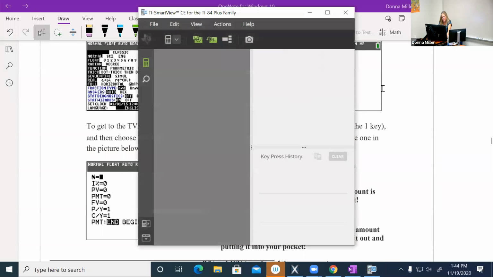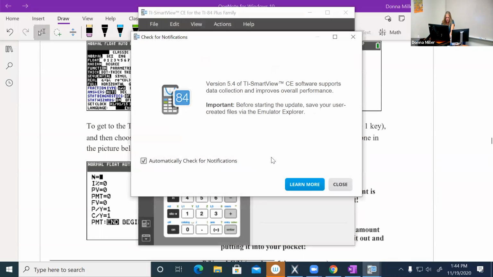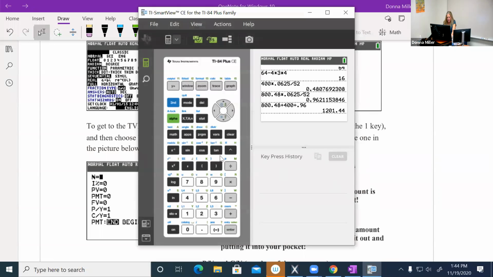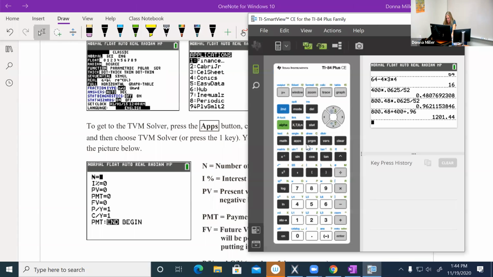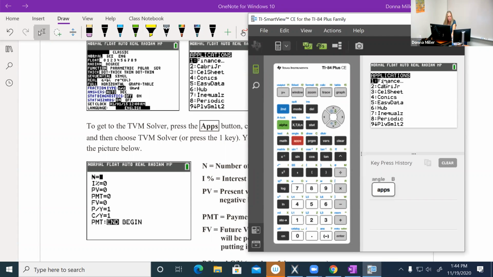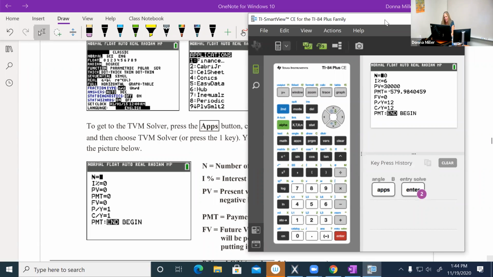Okay, come on. There it is. All right. If you go to apps, there's the APPS button right there. If you go to that, number one is finance. So if you just press enter, this gets you your finance app. The only app you're going to use is the TVM solver, which is number one. So you press enter, that puts you into the TVM app right there. Basically, this comes down to you enter everything but one thing.